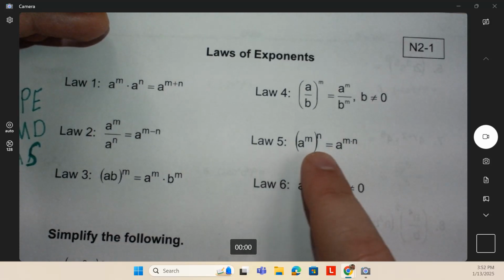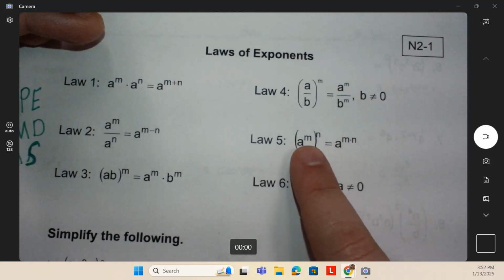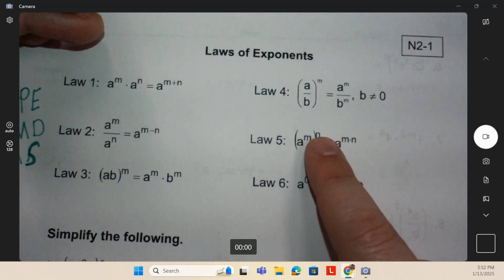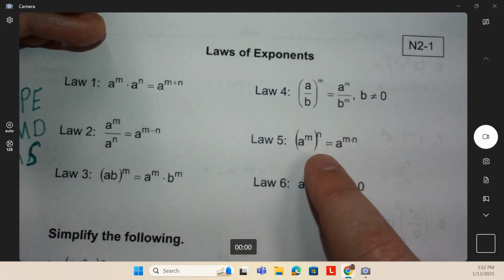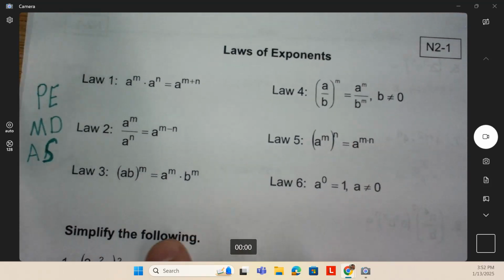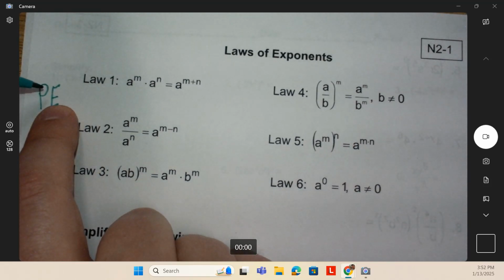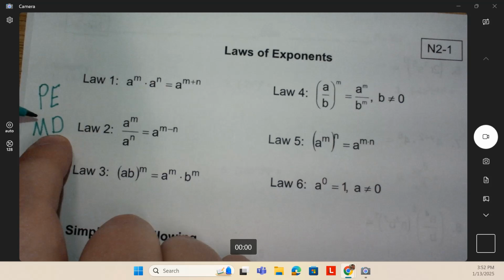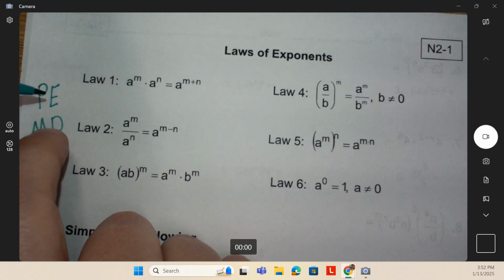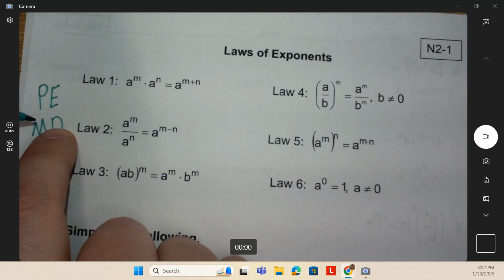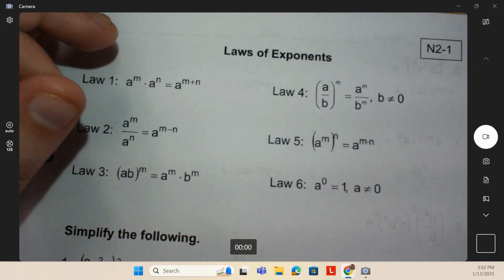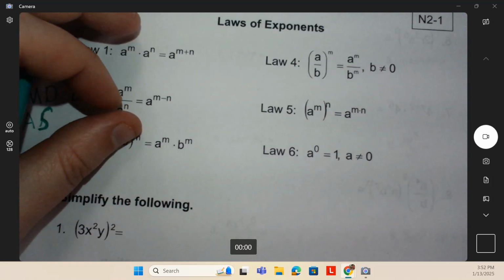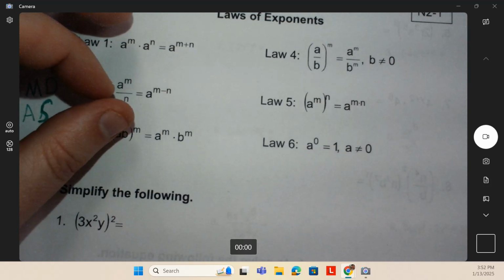For law 5, this is when I have a variable with an exponent, then to a power again. What I'm going to do is multiply those together. So what's happening is I'm up here as an exponent to another power. When I zoom in on just the exponents, I go down a level and I'm multiplying. So a to the m power, all of that to the n power, I go down from exponents and I multiply those together. And then law 6, anything to the 0 power is just going to be 1.